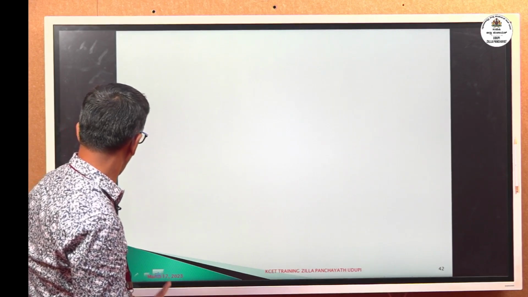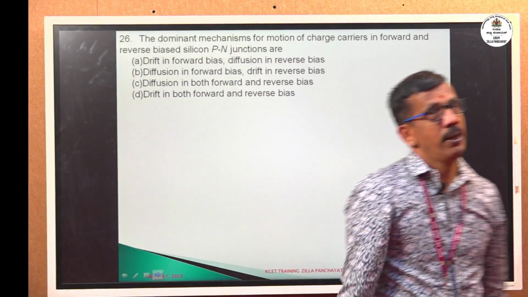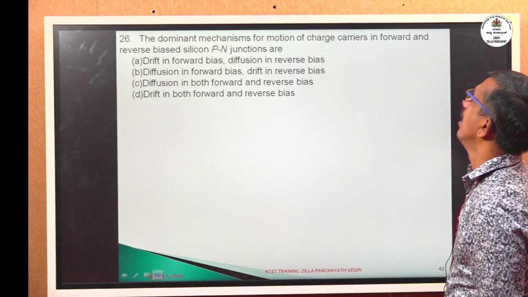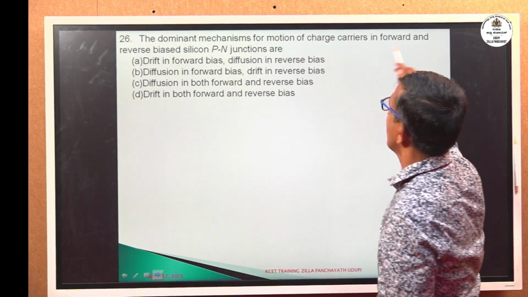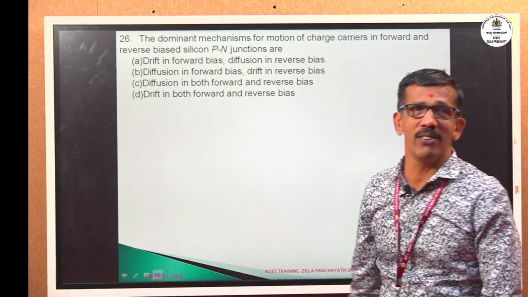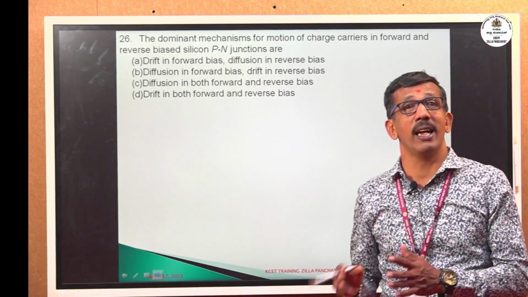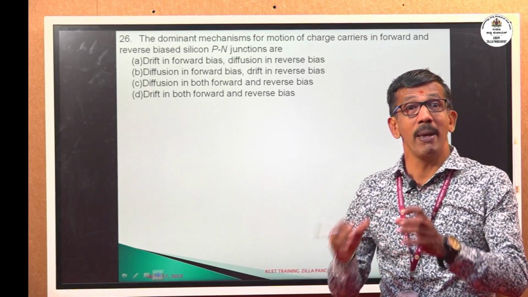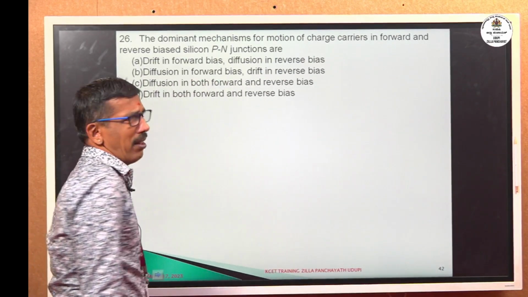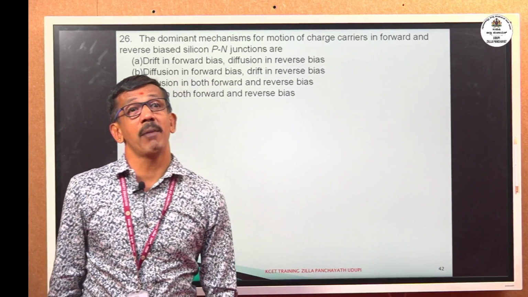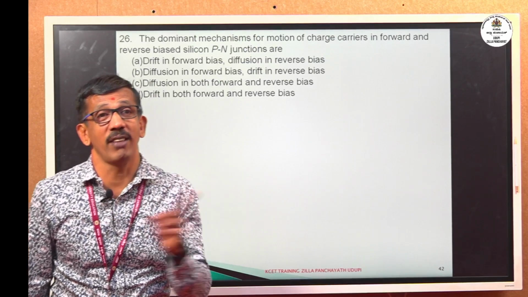Now we move on to the next question. Question number 26. It is a theory based question. The dominant mechanisms for motion of charge carriers in forward and reverse biased silicon PN junction are. See, when a semiconductor diode is in forward bias and reverse bias, which is the dominant mechanism. We know during forward bias the dominant mechanism is diffusion of majority carriers across the junction.